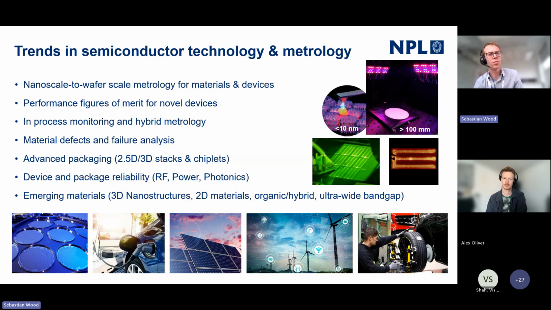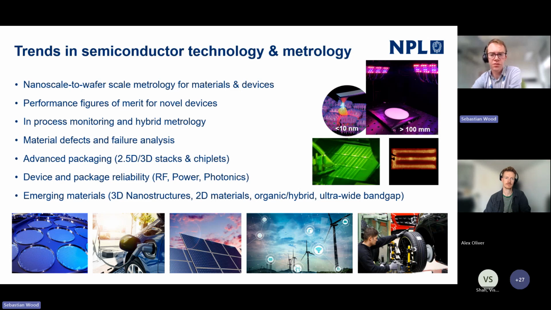Now, these don't all apply to power electronics, but some of them at least do. So right at the top, this broad question of how you link nanoscale to wafer scale metrology. A lot of the research has started at the nanoscale, and we know that for compound semiconductors, the defectivity at the nanoscale is really important, but you want to manufacture at the wafer scale, and that's many orders of magnitude in terms of dimension that you need to straddle. And at the moment, metrology for that is inadequate.